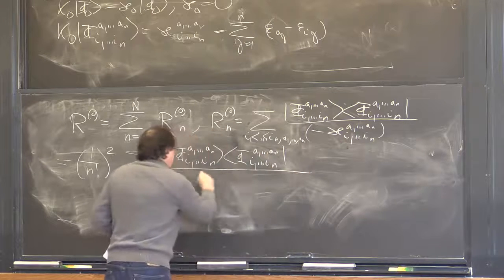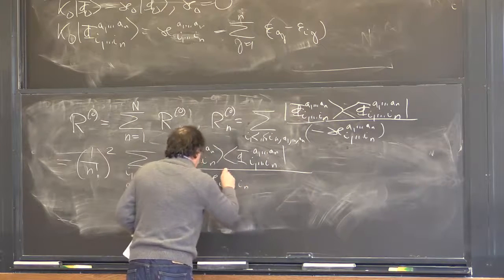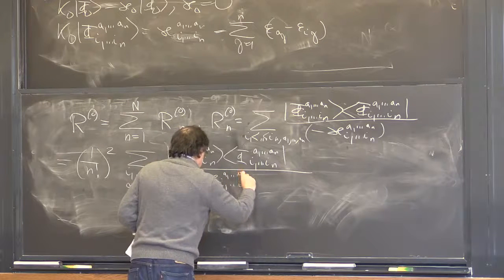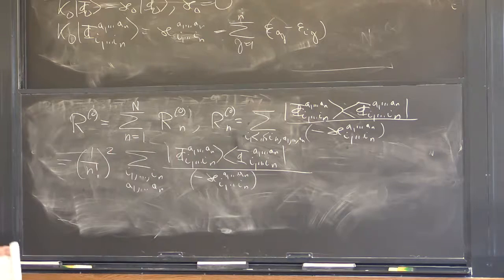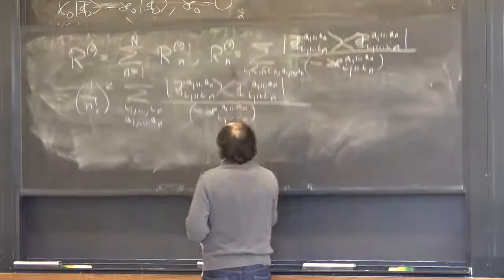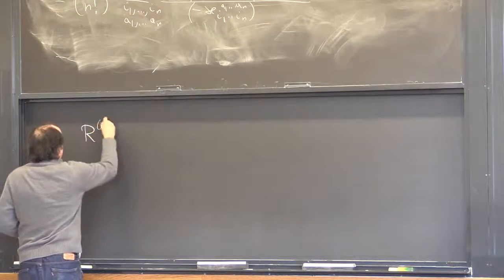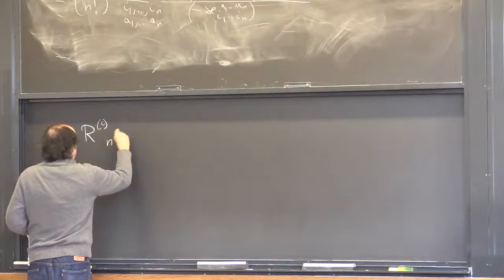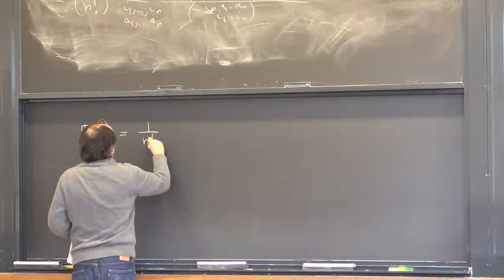Divided by the negative perturbed denominator, which we already know what it is. Okay? That's an extremely important expression. Okay? I will write it one more time. Maybe here. So R0, okay? The n-body part of R0 is 1 over n factorial squared.